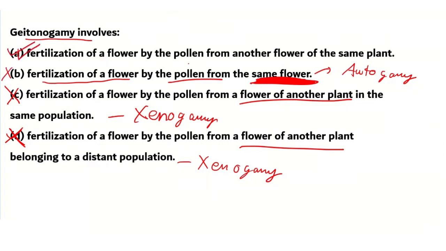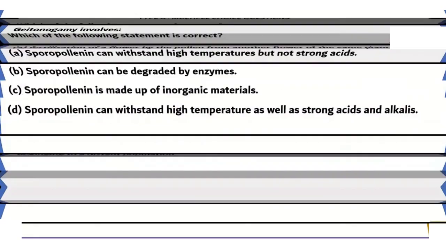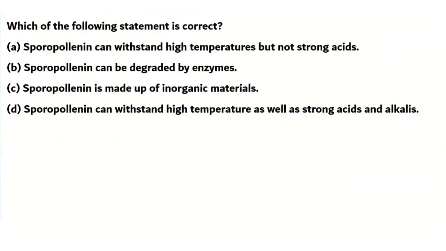Fertilization of a flower by the pollen from another flower of the same plant. So basically the pollen is coming from another flower, but what happens is that the genetic makeup is the same because it's from the same plant. So that's why geitonogamy is special in terms of pollination in plants. So option A, fertilization of a flower by the pollen from another flower of the same plant, is what we call geitonogamy. Now we've reached the last question of this episode.